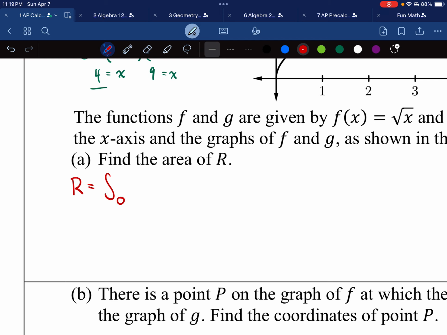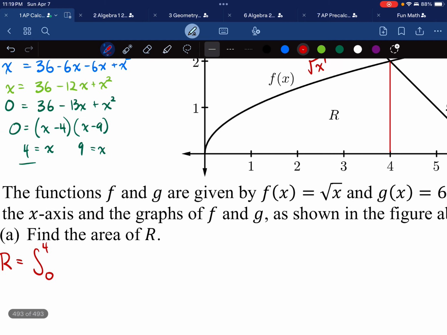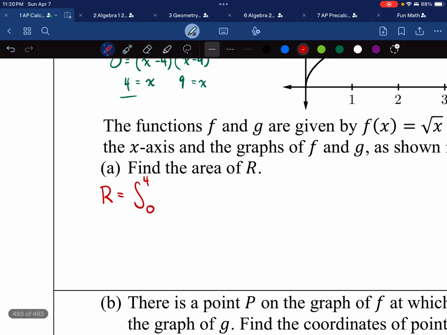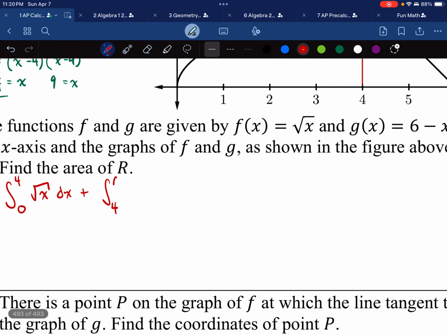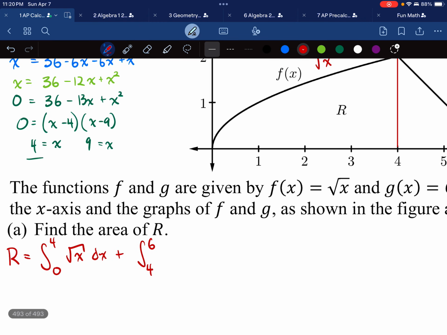of the right. The integral of the left is 0 to 4. I know that in my heart now, that it is true. 0 to 4 of that square root of x function, square root of x dx, plus the integral from 4 to 6 of that other function, which is 6 minus x.